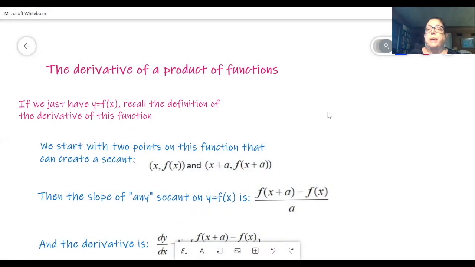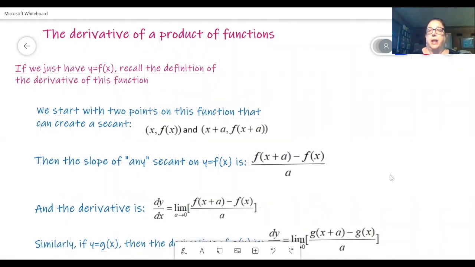This video is about taking the derivative of a product of functions. But before we start that, let's just review our terminology. When we have a function y equals f of x, the derivative comes from the slope of a secant, and we take the limit of that slope until the points that make the secant are infinitely close. So to be perfectly clear, we think of any function f of x.